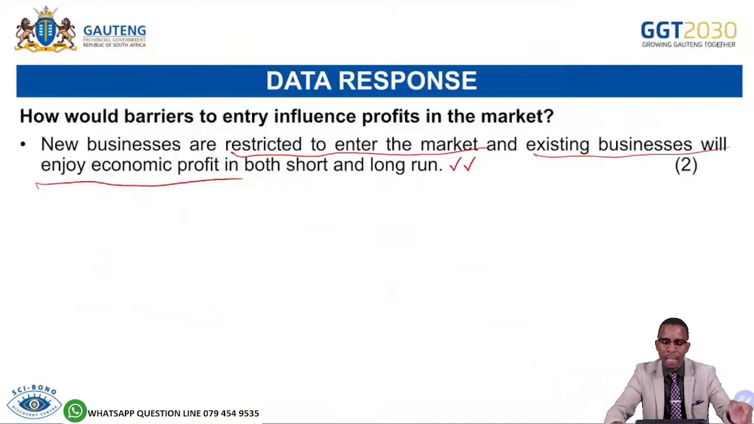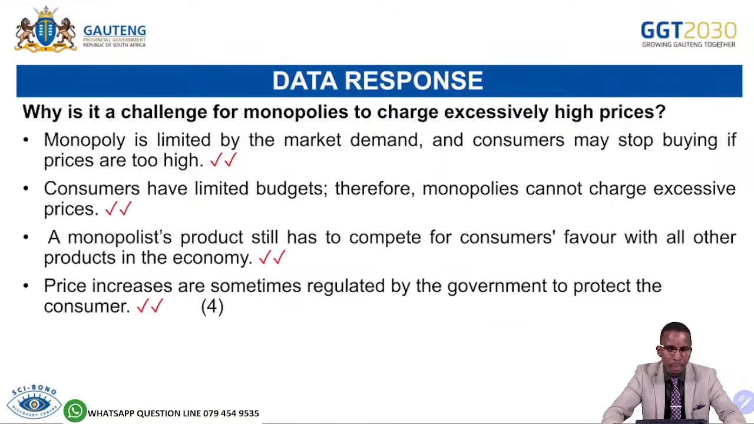Either there are more or fewer barriers to entry. Why is it a challenge for monopolies to charge excessively high prices in the economy? Why do they find it difficult to charge excessively high prices? We know that they are capable of charging a price above marginal cost because they are not faced by any competition and they are the only suppliers of a unique product in the market that does not have any perfect substitutes. So a monopoly is limited by the market demand, and consumers may stop buying if prices are too high.